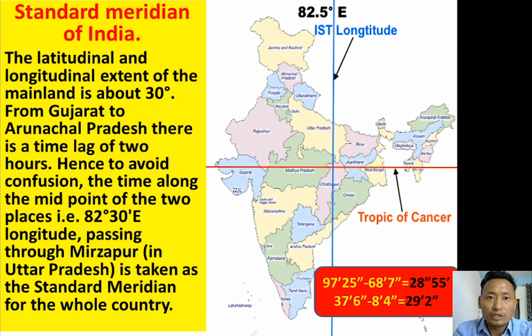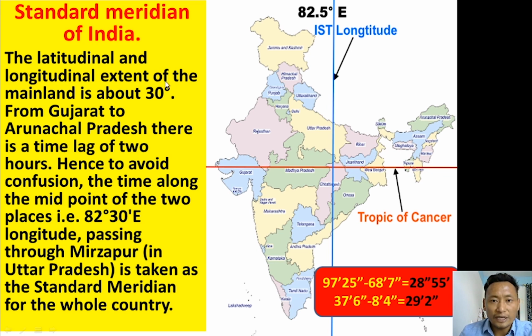Standard meridian of India. Here, standard meridian means longitude. A standard meridian is used to fix the local time of a particular country. So what longitude is used in India to fix the local time of India? Indian Standard Time, or IST, is fixed based on which longitude? We are going to find the answer for that.